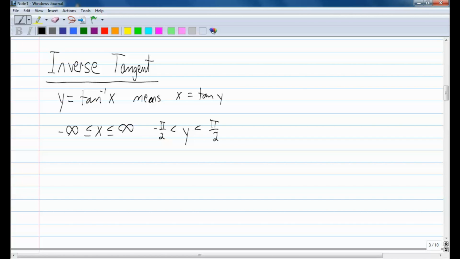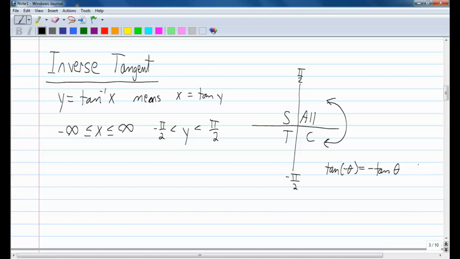So that's the big difference between inverse sine and inverse tangent. You can't have one of the endpoints as your answer. But as far as where it's defined between negative pi over 2 and pi over 2, it's the same. You can also use the shortcut to find angles in the fourth quadrant if you know the angle in the first quadrant because of the even-odd property for tangent. The tangent of negative theta is equal to the negative tangent of theta.